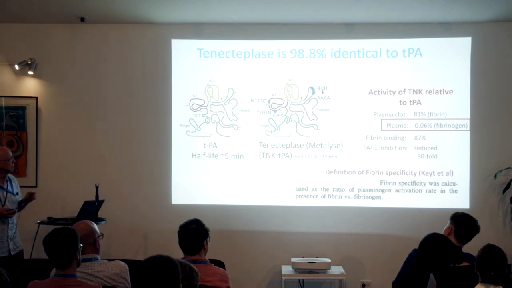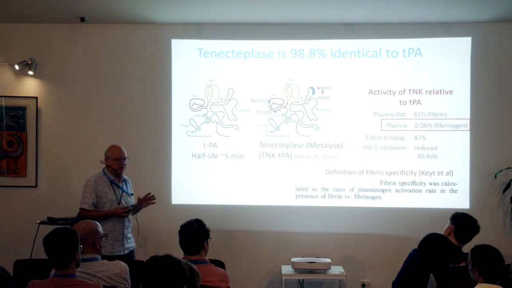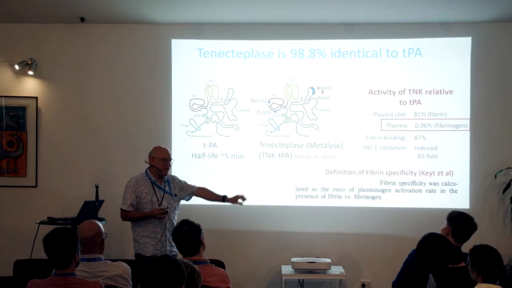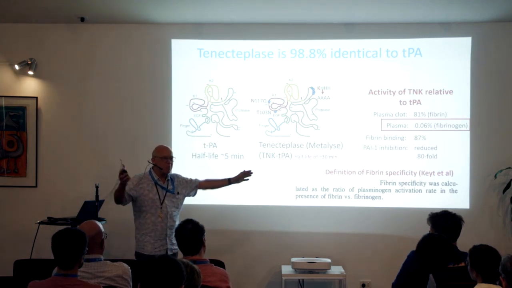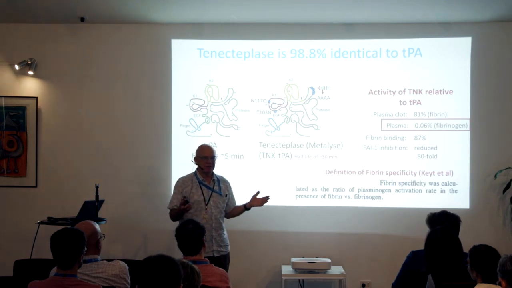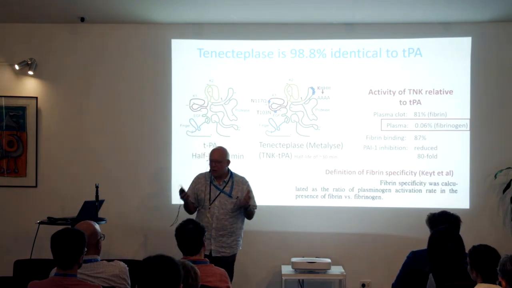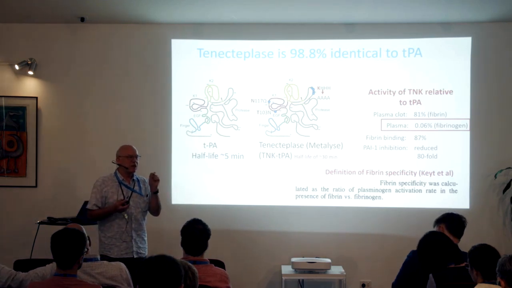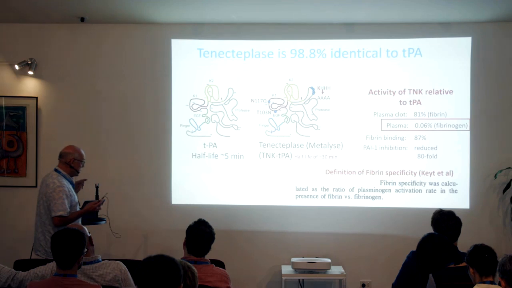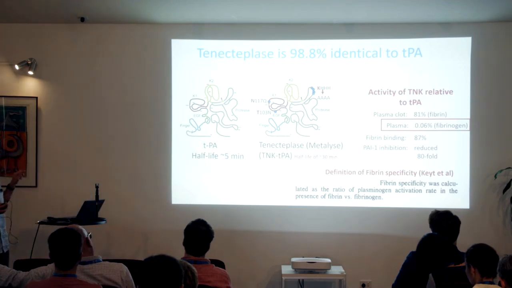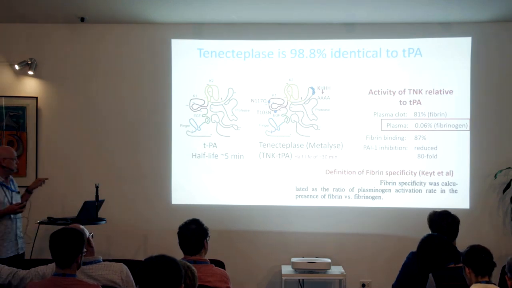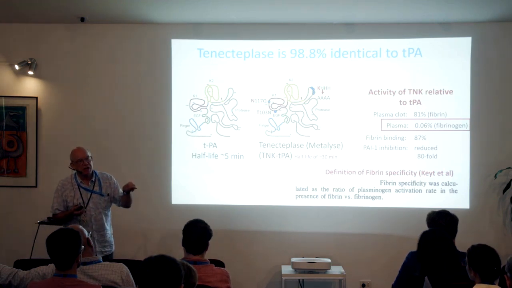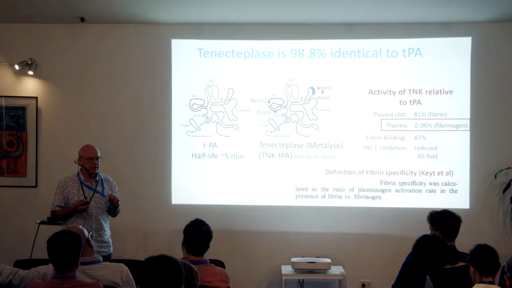And when we talk about fibrin selectivity, you hear that Tenecteplase is fibrin specific. If you look at that as a term, TPA binds to everything. It binds to so many things that you can't say it's specific to fibrin. It depends how you define specificity. Specificity is defined as the ratio of the rate of plasminogen activation in the presence of fibrin versus fibrinogen. That's the definition of fibrin specificity.